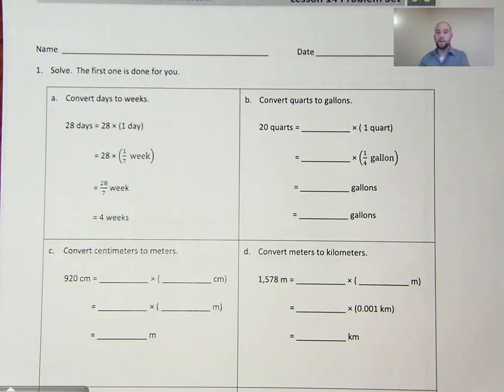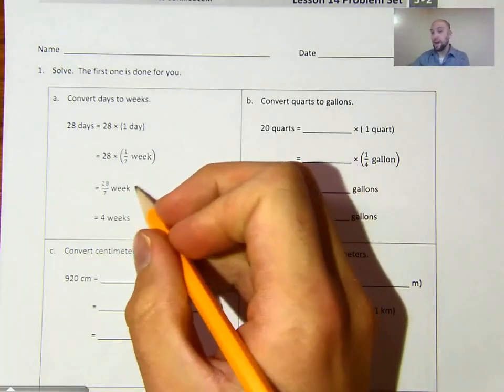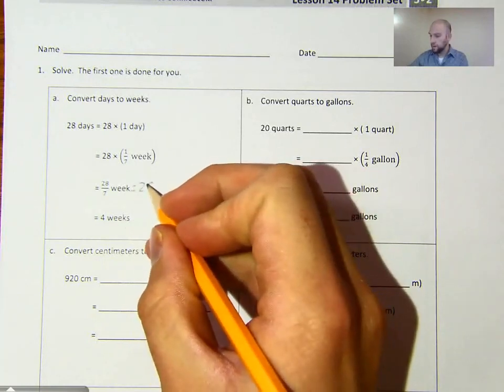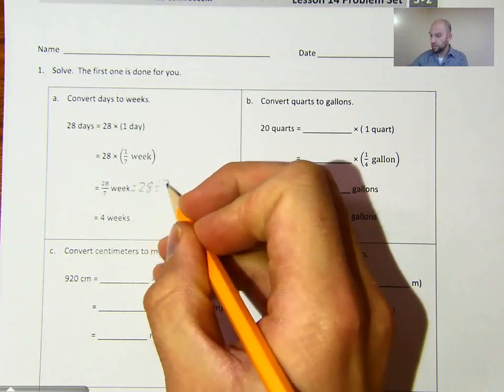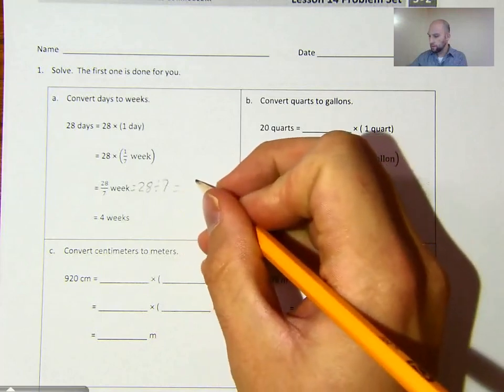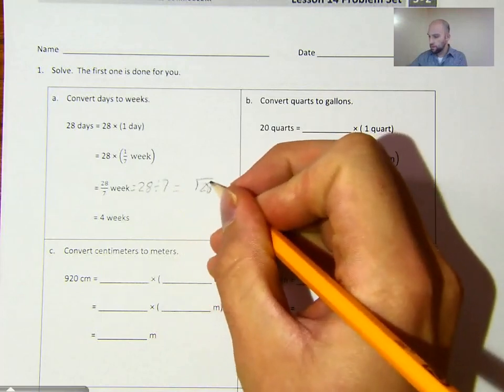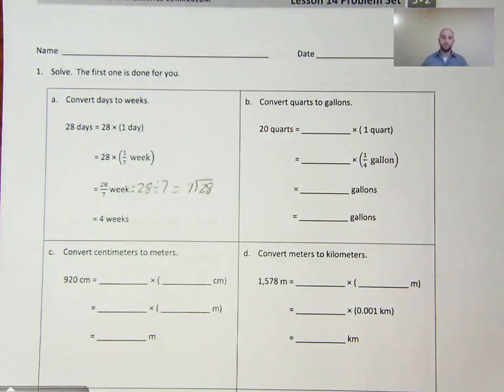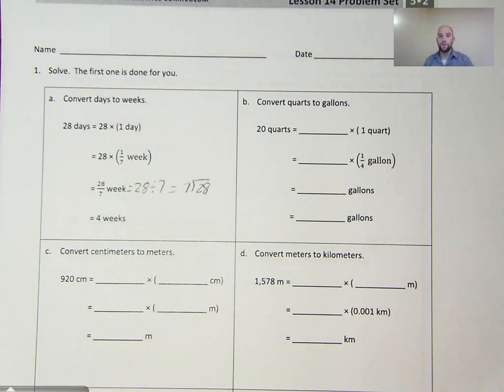Another way that we can look at that when we're using fractions is division. So we could also express this as 28 divided by 7. So all of those kind of mean the same thing. Just remember that when we see a fraction, fractions are division. So when we divide 28 by 7, we get 4. So we know that there are 4 weeks in 28 days, or 28 days in 4 weeks.